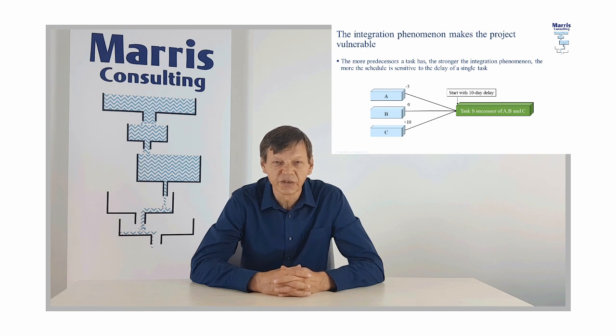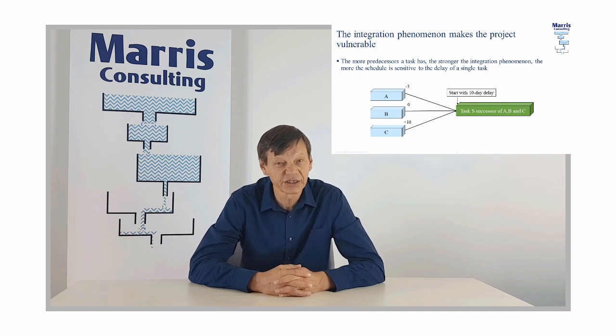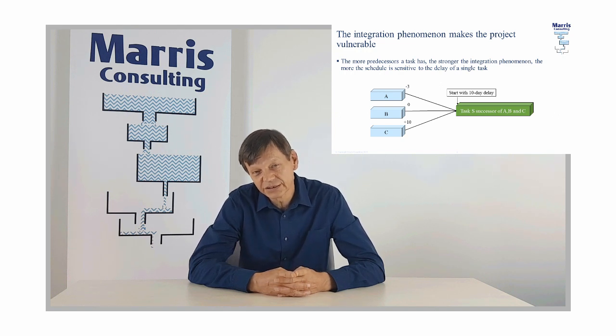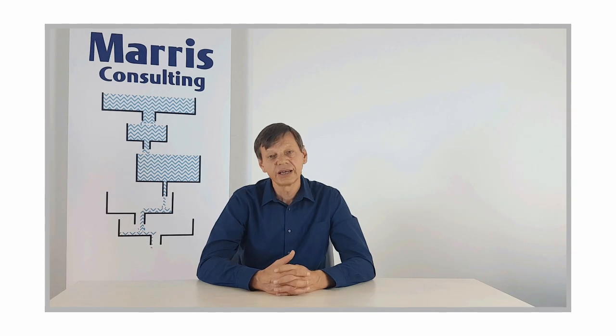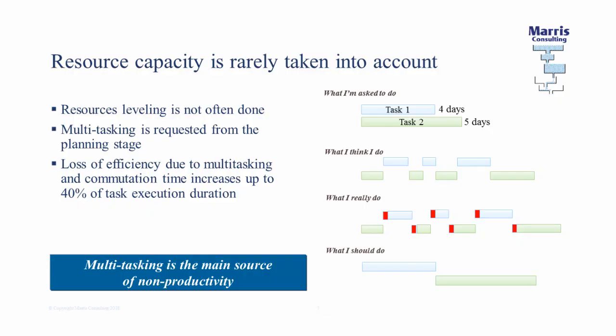To give you another example, statistically speaking, if you have 5 different tasks, and if we imagine that each of these tasks has a 50% probability of finishing on time, you can calculate it for yourself. The probability that the next task, which needs to have the input from those 5 tasks, is finished on time is 3%. Now let's talk about multitasking. It is probably the main killer of performance in the world of projects.